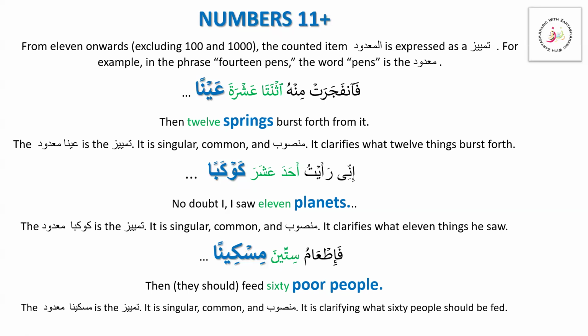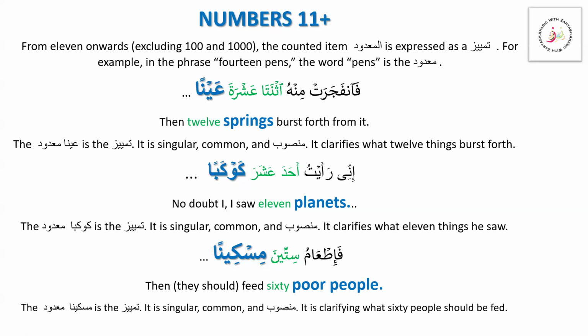Let's look at the example. فانفجرت منه اثنتا عشرة عينا. Then 12 springs burst forth from it. Now here, what is the adad? Asnata ashara, 12. And we know that after the number, the madud, that is ainan here, springs, will be taken as the tamyiz. So madud ainan is a tamyiz. It is singular, it is common, and it is mansoob. Also, it is coming after this number. This is adad and madud. So then 12 springs burst forth from it.